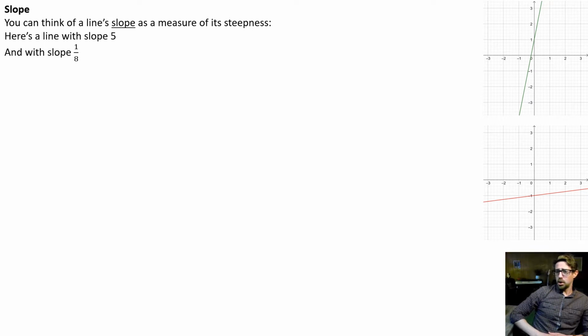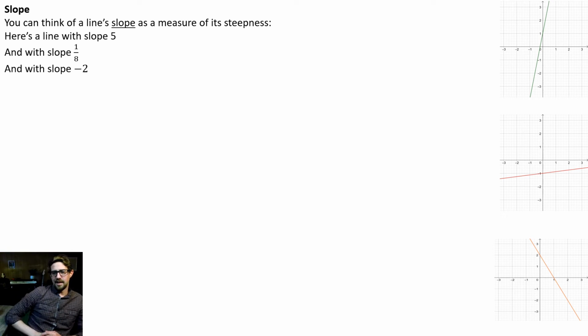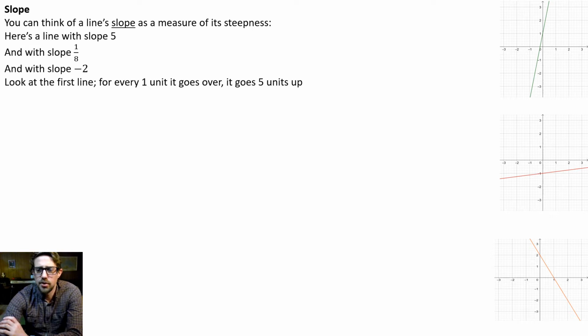Here's a line with some low slope. 1/8, that's a small number, and that's not a very steep line. So just think, if you'd rather ride your bike up that hill, you'd want the slope to be a small number. And if you wanted to ride your bike down a hill, well, that'd be a little extreme, but there's a line with slope -2. So you can see right away, negative slope corresponds with the line descending as we go from left to right.